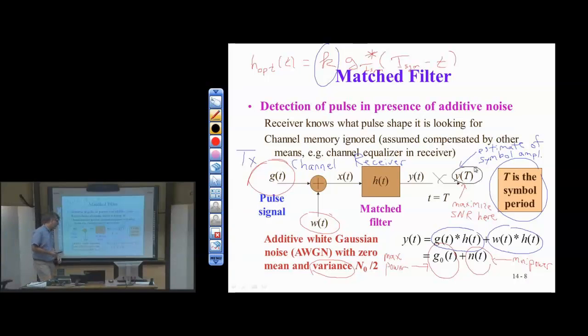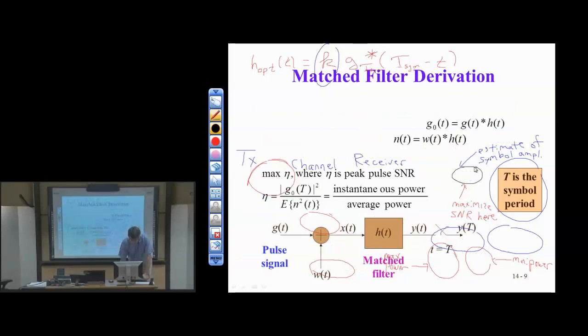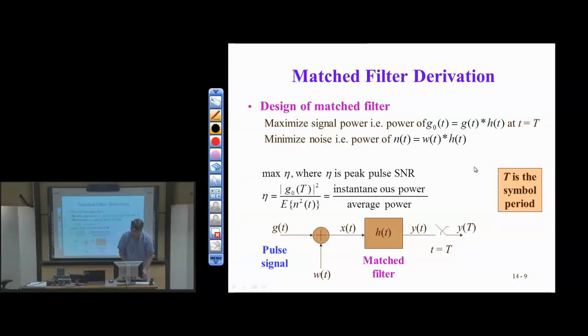Okay, maximize signal power, minimize noise power, which is another way of maximizing the signal-to-noise ratio, which we'll see on the next slide. Okay, again, the design of the matched filter, we have a couple of simultaneous goals here. We want to maximize the signal power. That's the power of g0 at the sample, t equals T sym, at the end of the symbol time. And we're going to minimize the noise power. So we have to figure out a measure of both the signal power and the noise power and put that together into a signal-to-noise ratio.